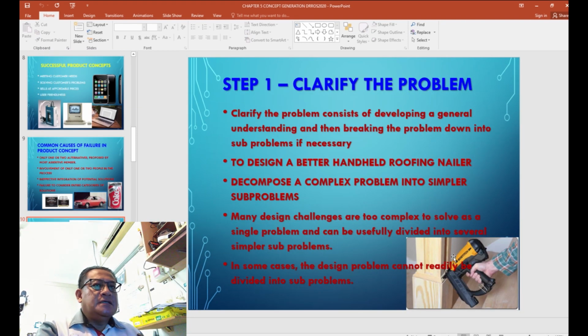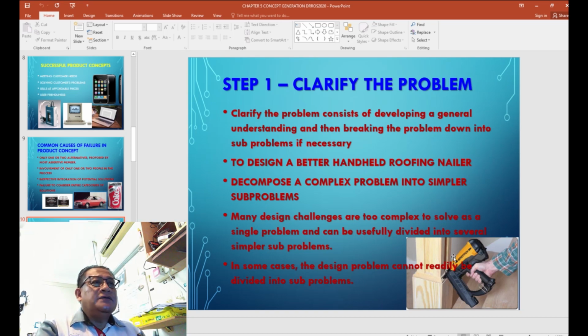As I stated earlier, first we have to clarify the problem, or the problem of how to develop the new product. So what kind of product do you want to develop to solve the problem, right? In this case, instead of nailing down the nail by using your hand manually, we need to design or produce a machine which can automate the nailing job.